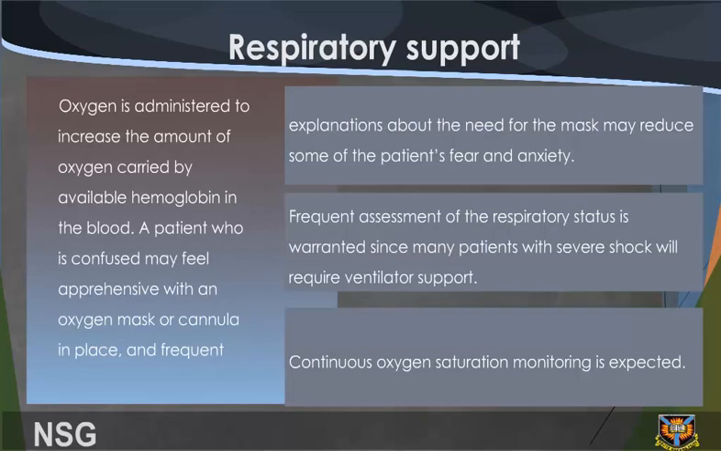Respiratory support. Oxygen is administered to increase the amount of oxygen carried by available hemoglobin in the blood. A patient who is confused may feel apprehensive with an oxygen mask or cannula in place, and frequent explanations about the need for the masks may reduce some of the patient's fear and anxiety. Frequent assessment of the respiratory status is warranted since many patients with severe shock will require ventilator support. Continuous oxygen saturation monitoring is expected.